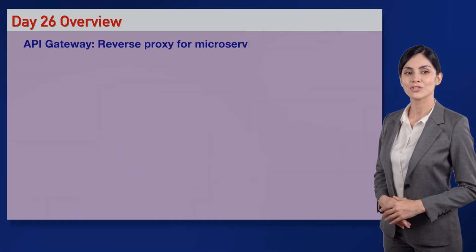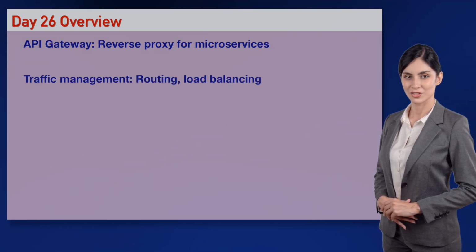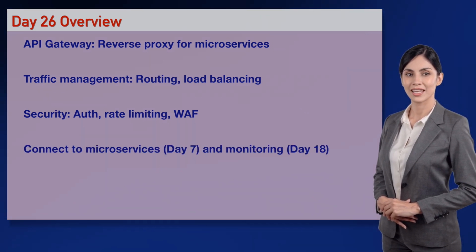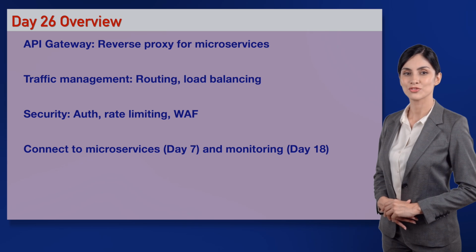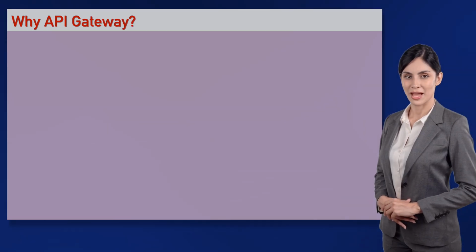The API gateway serves as a reverse proxy that sits in front of your microservices cluster, managing all incoming traffic. We'll explore traffic management features like intelligent routing and load balancing. Security capabilities such as authentication, rate limiting, and web application firewall protection will be discussed. This connects to Day 7's microservices by providing a unified entry point and Day 18's monitoring for gateway metrics and logs.